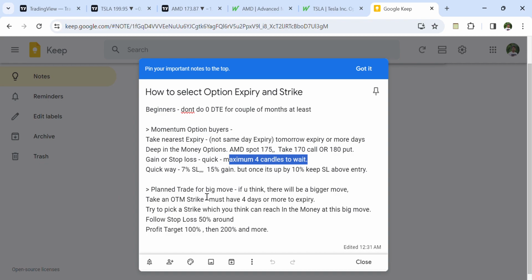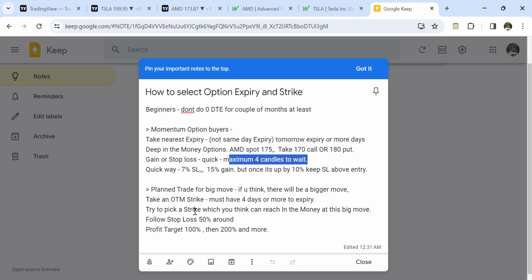Now if you have a planned risk, you are not watching and babysitting your trades. It's okay, you know that now this script, since it has broken some important levels upside or downside, it's going to make a big move. That time you choose expiry which is at least 4 days or more, and you can choose a strike price which is out of money, but not way out of money. It should be out of money in such a way that in 1 day or maximum 2 days, that strike should become in the money.